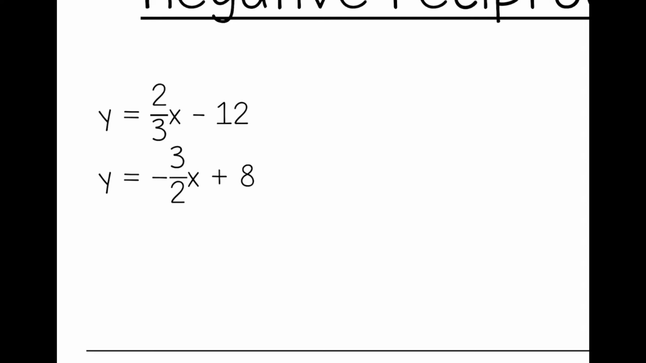So again, my first set of equations is using slope-intercept form. So we're looking at the number in front of the x. In my first equation, I have y equals 2/3 x minus 12. In my second equation, I have y equals negative 3/2 x plus 8. So the 2/3 from the first equation is flipped over, and that would be 3/2 that we see in the second equation. The first one is positive, the second one is negative, so these lines are perpendicular.